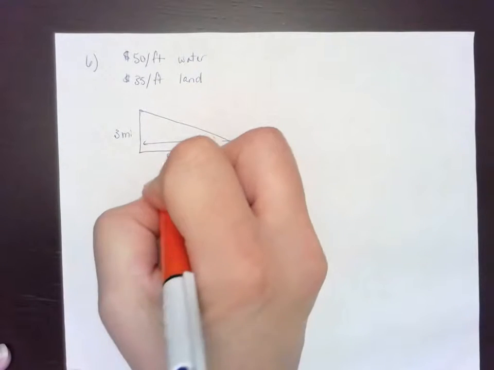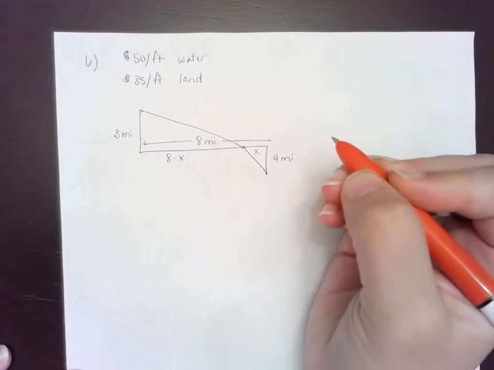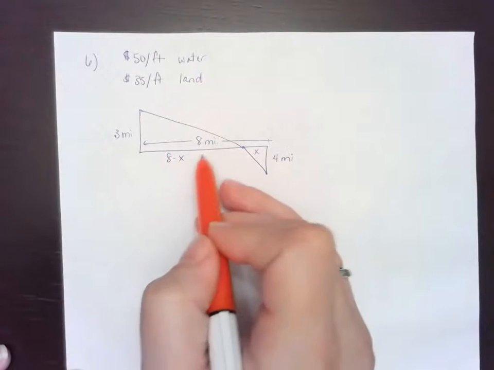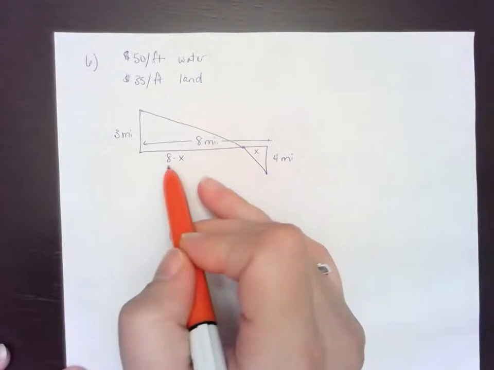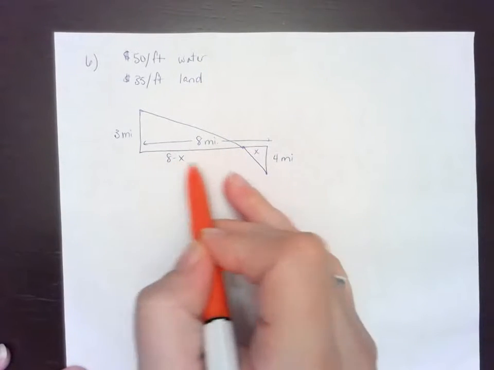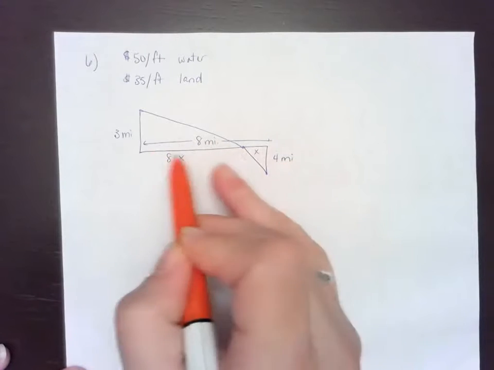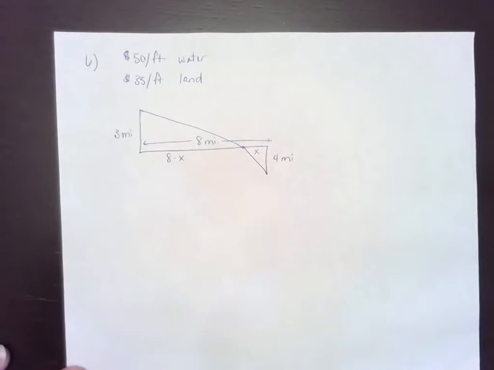Okay, so the first thing I need to know is how to split the 8 miles. I'm going to put 8 minus x here and x here. Why those two? Well, think of the number, let's say 2. If I put 2 in here, that means that this side is 6 and this side is 2. So together they make 8.